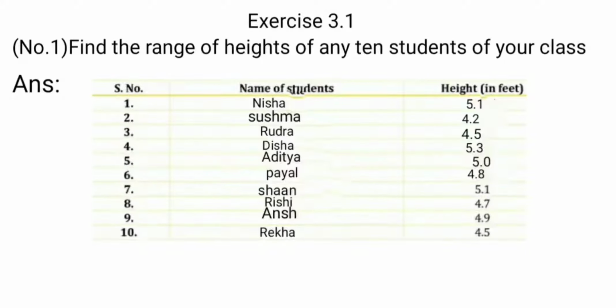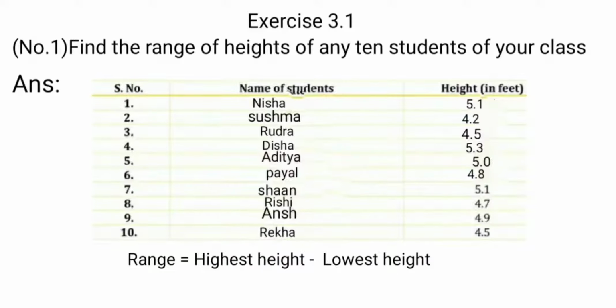height of the students. Here the highest height is 5.3 and the lowest one is 4.2. To find the range, the formula is highest height minus lowest height, or highest value minus lowest value. So the highest height is 5.3 and the lowest one is 4.2. The difference is 1.1 feet. So the range of the height of 10 students is 1.1 feet.